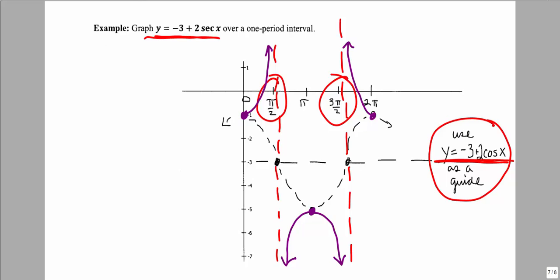And once again, we can erase the guide that we used for cosine. And once we get rid of cosine, then what we actually have left is y equals minus 3 plus 2 secant of x.